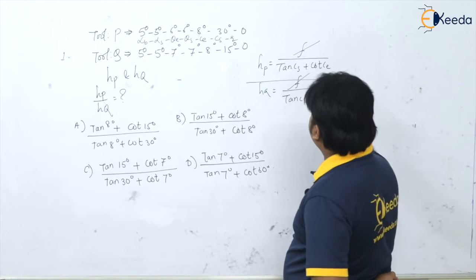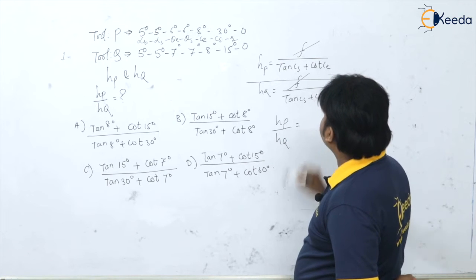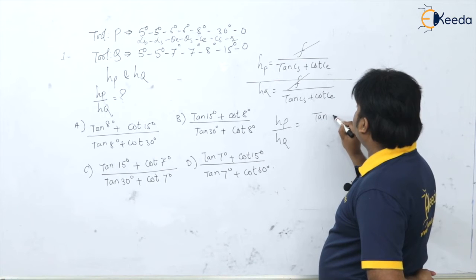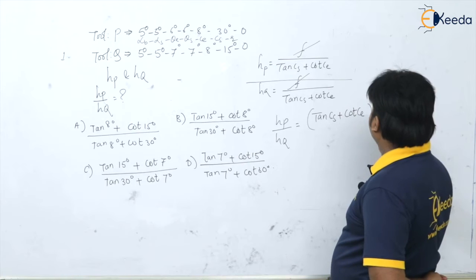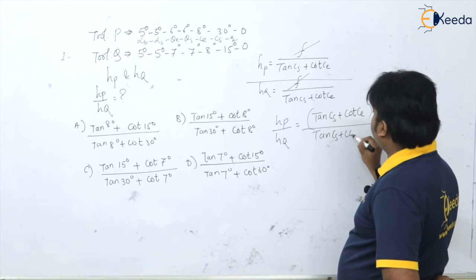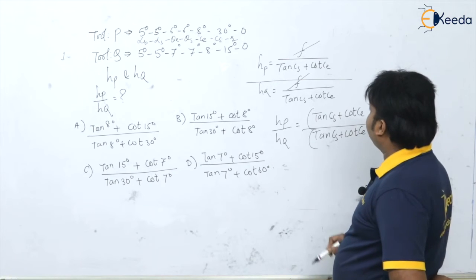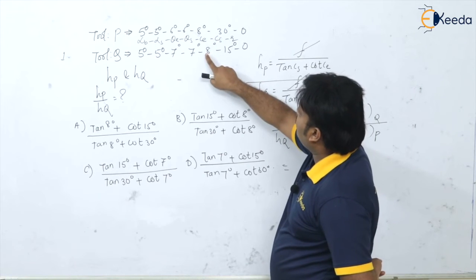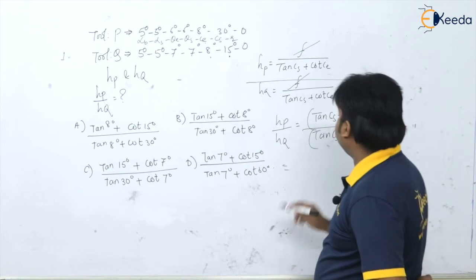Take this ratio, what will we get? hP divided by hQ is nothing but tan Cs plus cot Ce for Q in the numerator, divided by tan Cs plus cot Ce for P. So tell me, for Q, what is Cs? For Q, Cs is 15 degrees and Ce is 8 degrees.